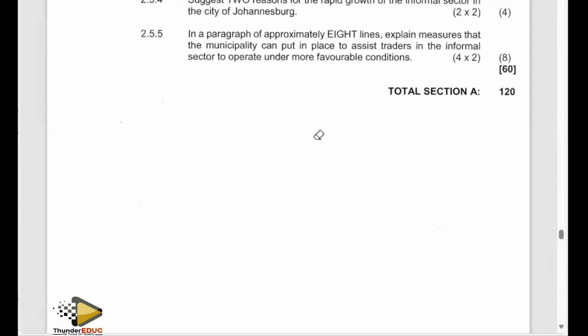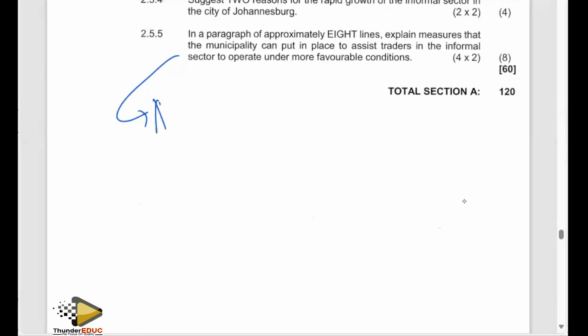Right, number 2.2.5. In a paragraph of approximately 8 lines, explain measures that the municipality can put in place to assist traders in the informal sector to operate under more favorable conditions. That is a paragraph question. What has the municipality to do to actually lessen the burden that is faced by traders in the informal sector?